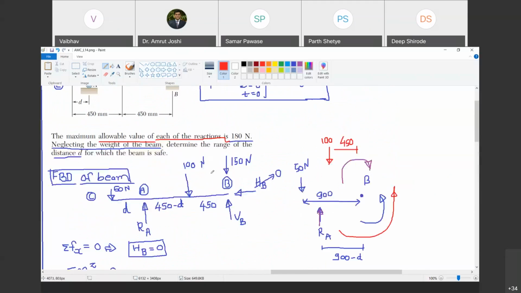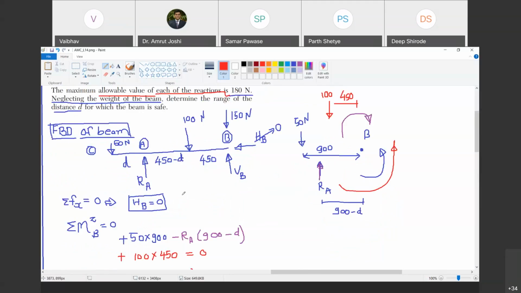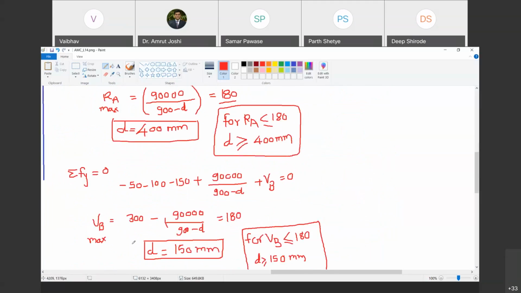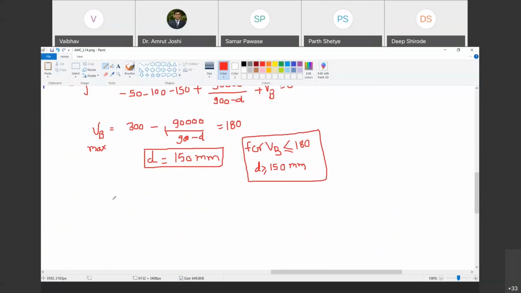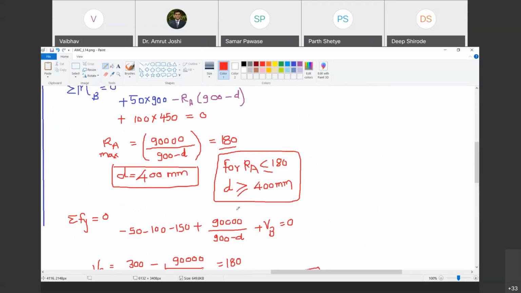So what is the range in which you can have D? 150 to 400. It has to be 150 above, but from 400... so it will be 400 and above. D should be greater than 400, that is the range. Are you with me? Yes sir. This is the answer.